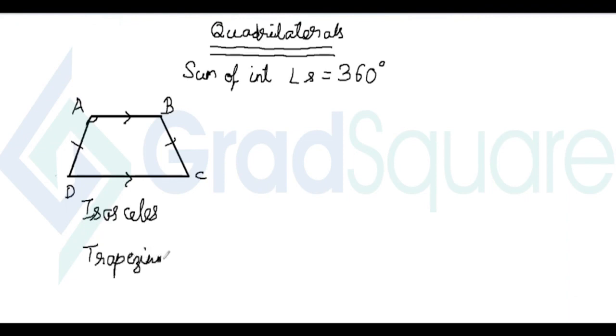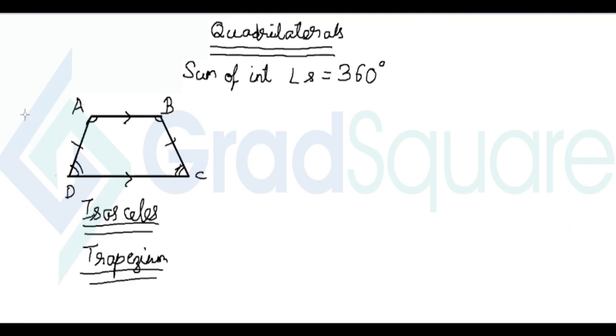And the property of an isosceles trapezium is that both the angles formed by any one of the parallel sides will be equal to each other. So if I take any one of the parallel sides, if I take the parallel side AB, AB forms two angles, angle A and angle B, these two will be equal to each other. Similarly, CD forms two angles, angle C and angle D, these two will be equal to each other as well, right? So this is the property of all isosceles trapeziums in which the non-parallel sides are equal in length.